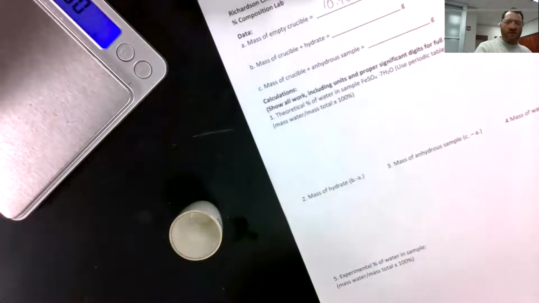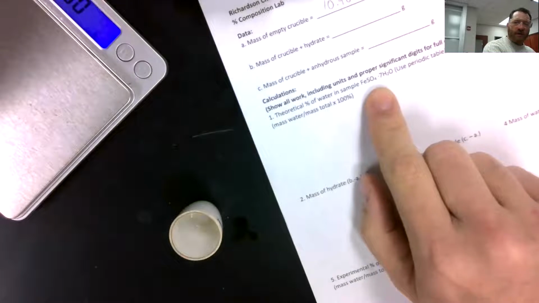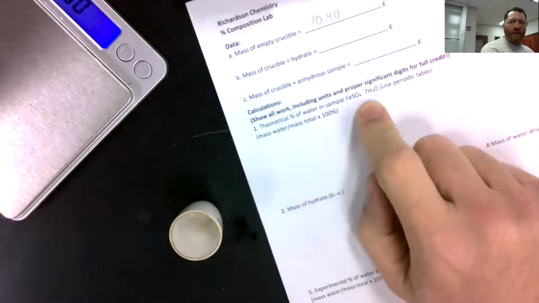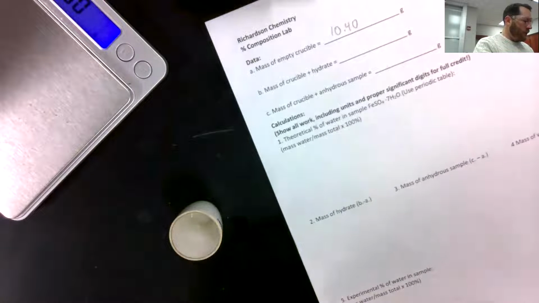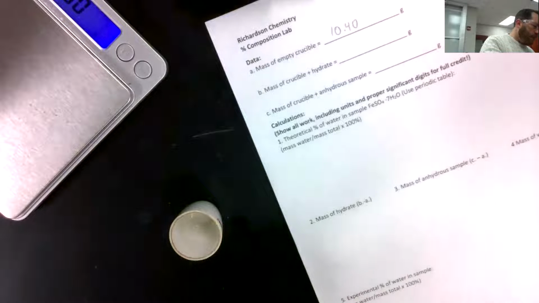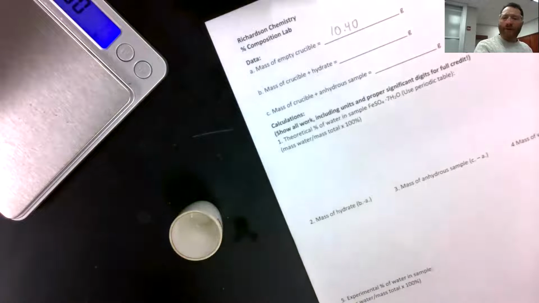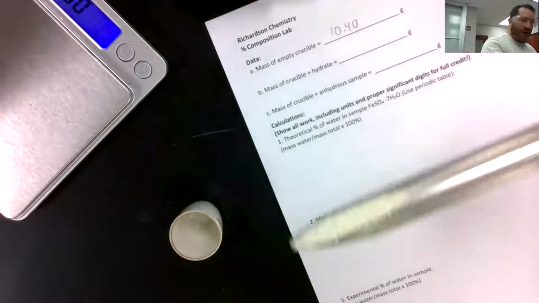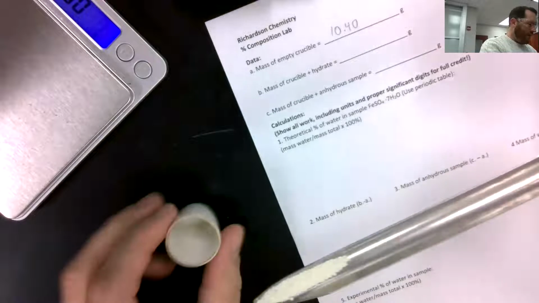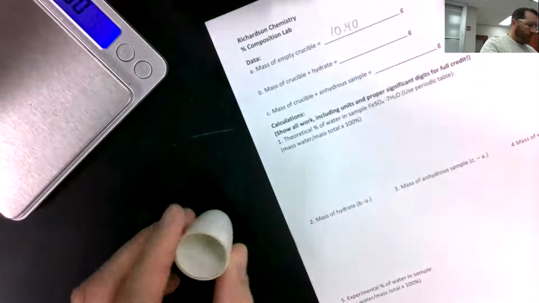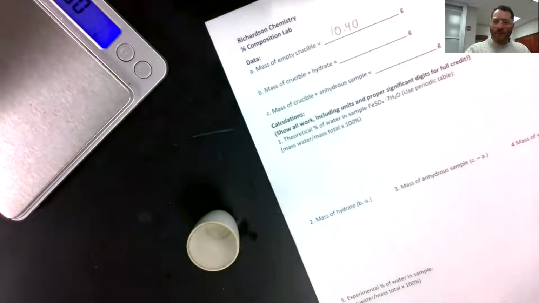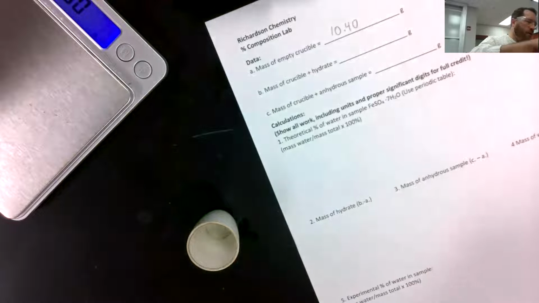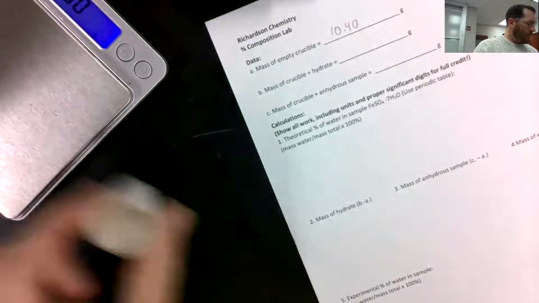Now, here's the interesting thing about the salt we're using today. It is iron sulfate heptahydrate. So normally we think of water as dissolving salt. Well, the interesting thing about this salt is that it's salt with water in it. You can't tell when you're looking at it, but in this salt there is water trapped inside the crystal structure. So that's what a heptahydrate is.